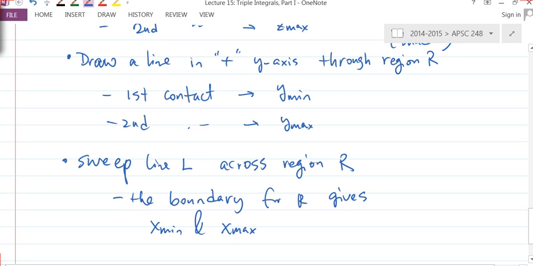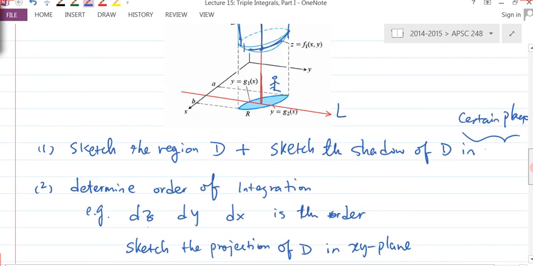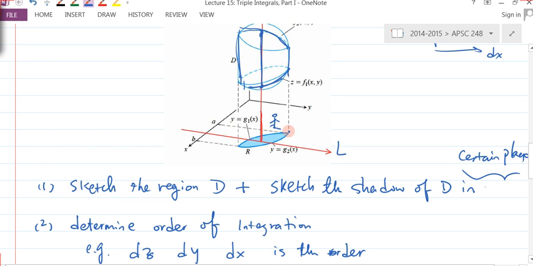Okay, X min, X max. So in this particular case, as you can see, one bound is over here, the other bound is here, and if this is the last integral variable, it's guaranteed that this has to be a constant here, right? It has to be constant.